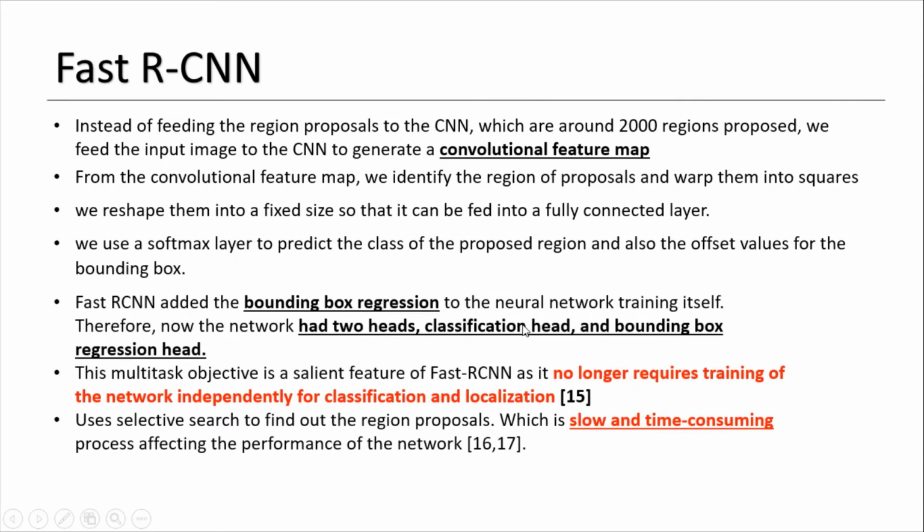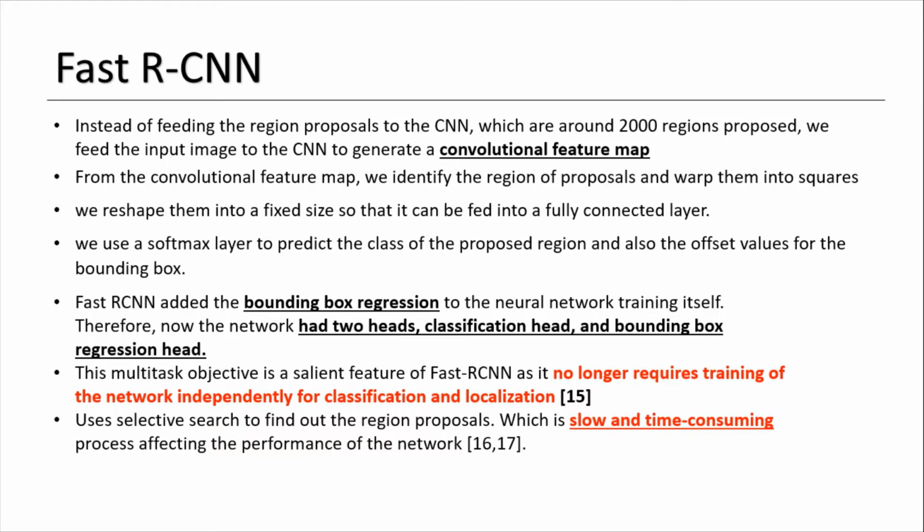Next, we're going to Fast RCNN to upgrade the speed. Instead of feeding the regional proposals, which are around 2000, to the CNN, we feed the input image to the CNN to generate the convolutional feature map. From the feature map, we identify the region of proposal and warp them into squares by using the region of interest pooling layer that uses pyramids to scale the image. We reshape them into a fixed size so they can be fed into the fully connected layer.